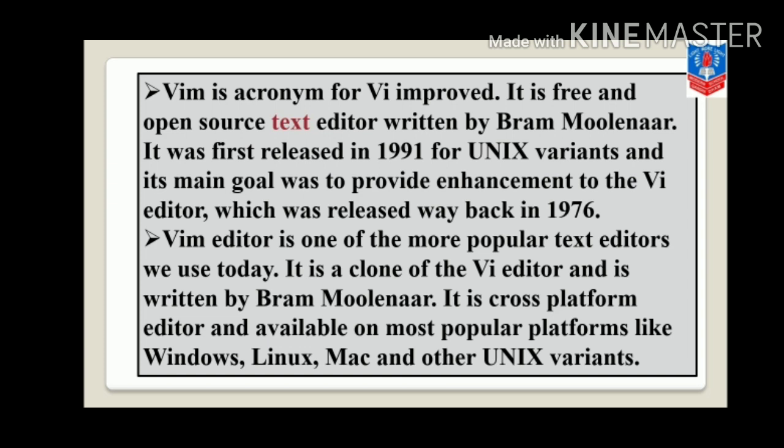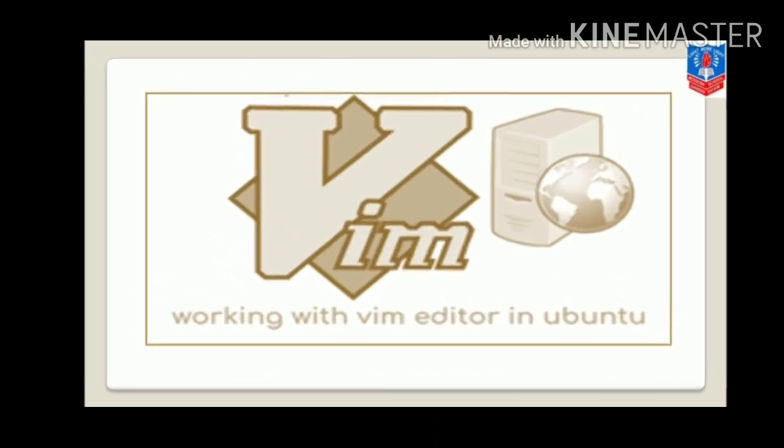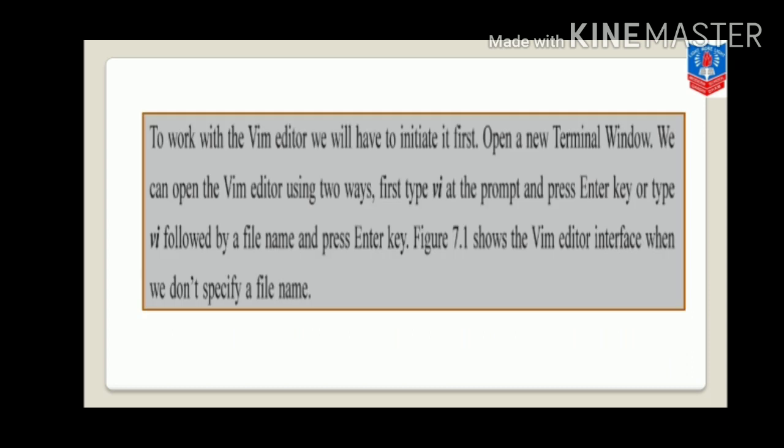Vim actually is an acronym for VI improved. It is a free and open source text editor written by Bram Moolenaar. It was first released in 1991 for Unix variants and its main goal was to provide enhancements to the VI editor, which was released way back in 1976. Vim editor is one of the more popular text editors we use today. It is a clone of the VI editor and is written by Bram Moolenaar. It is a cross-platform editor and available on most popular platforms like Windows, Linux, Mac and other Unix variants.